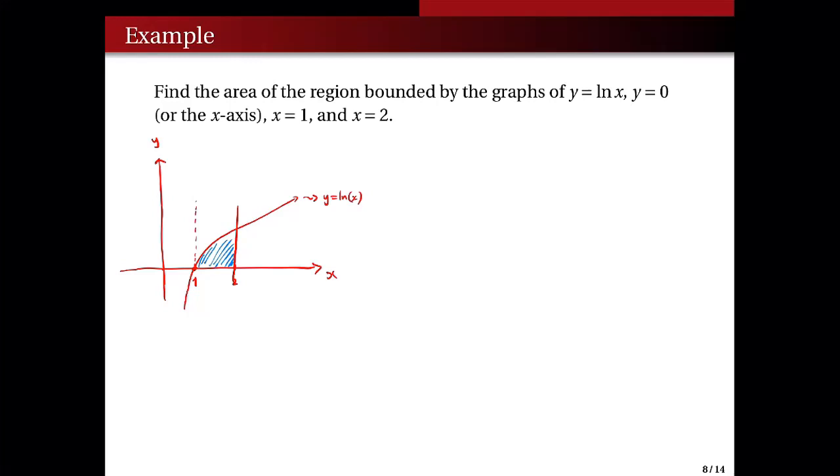Which means that our interval will be from 1 up to 2. And then, if you look at the above function, it's your y equals ln of x. And then the below function, that's your y equals 0. Take note that this is still written as y equals something in terms of x. It's just that it's equal to 0, so you don't see the x.